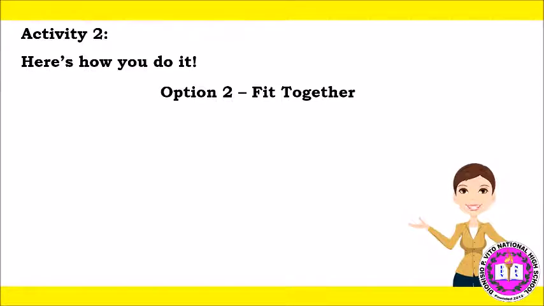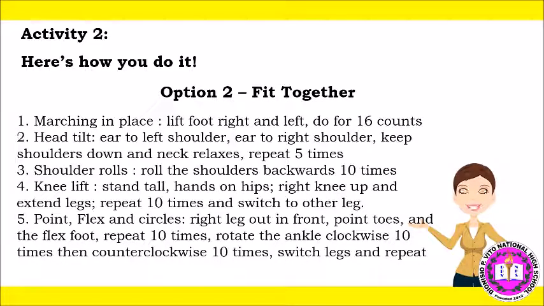Option 2. Fit together. First, marching in place. Lift foot right and left. Do for 16 counts. Second, head tilt. Ear to left shoulder, ear to right shoulder. Keep shoulders down and neck relaxed. Repeat 5 times. Third, shoulder rolls. Roll the shoulders backwards 10 times.